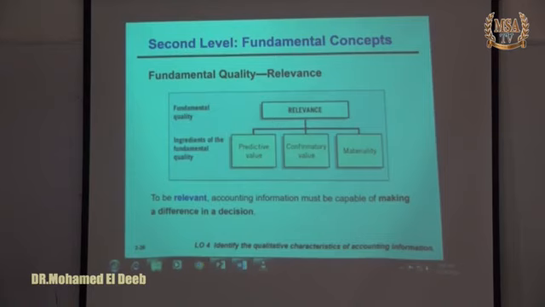What do we mean by the information is relevant? Well, for the information to be relevant, it must be capable of making a difference in the decision. Relevance means it's going to help me make a better decision. It pertains to what I need to know. It's relevant to me.